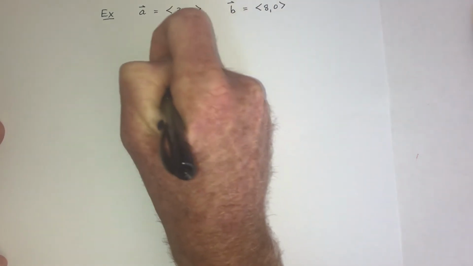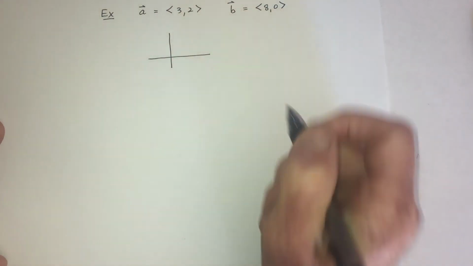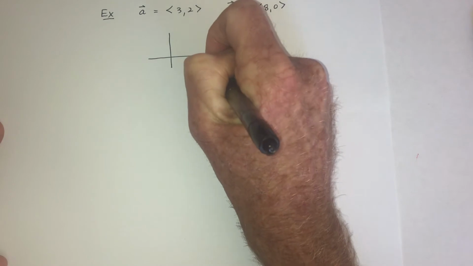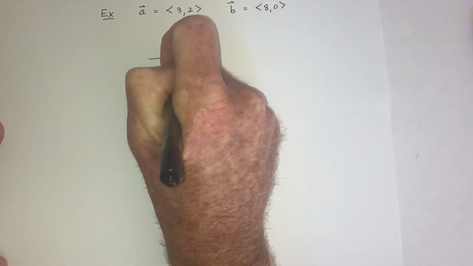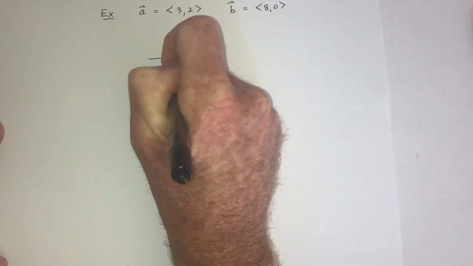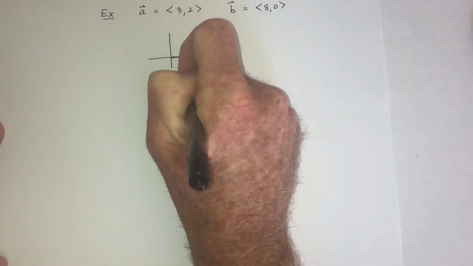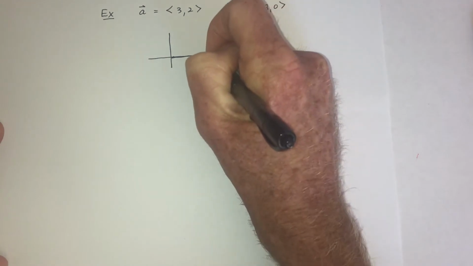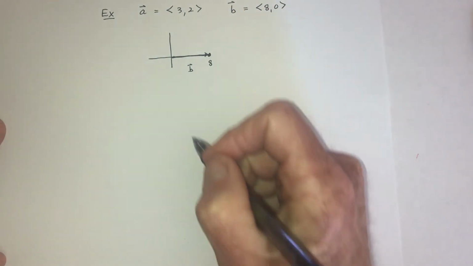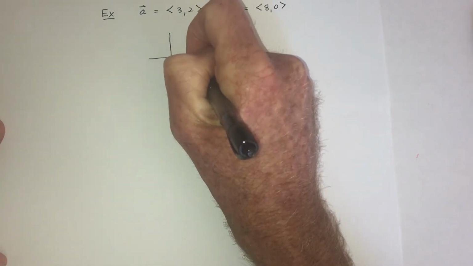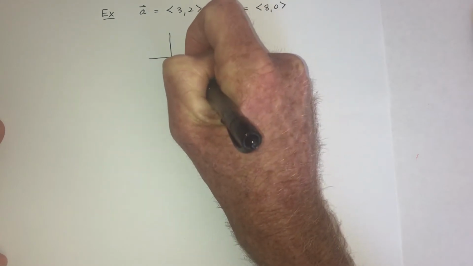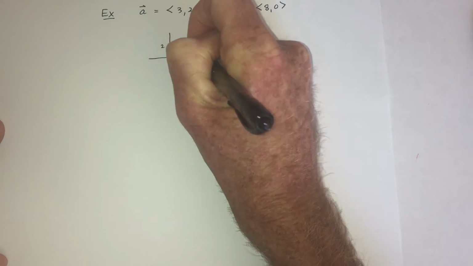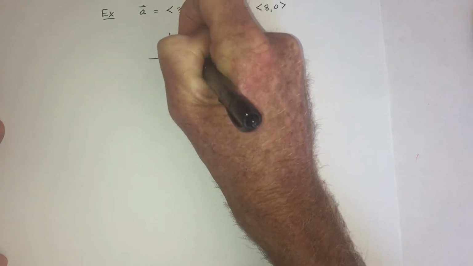So just look at a quick graph real quick. So 8, 0 would mean go over here to 8. And then this on the ground is vector B. So there's B. And then A would be, so let's say right here is 3, right here is 2, and then this is vector A.